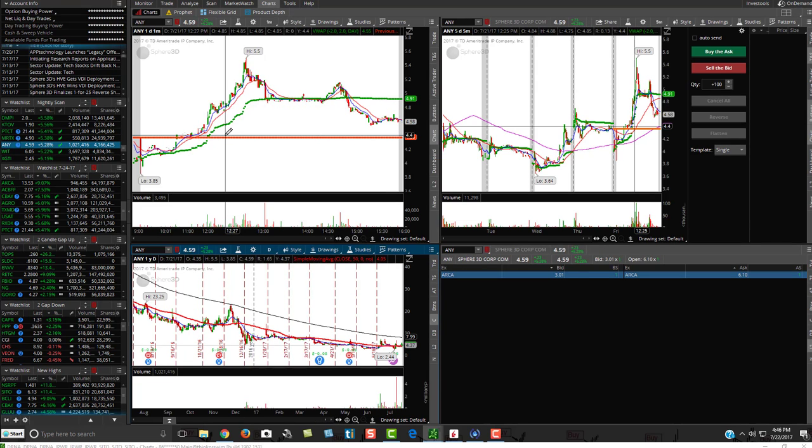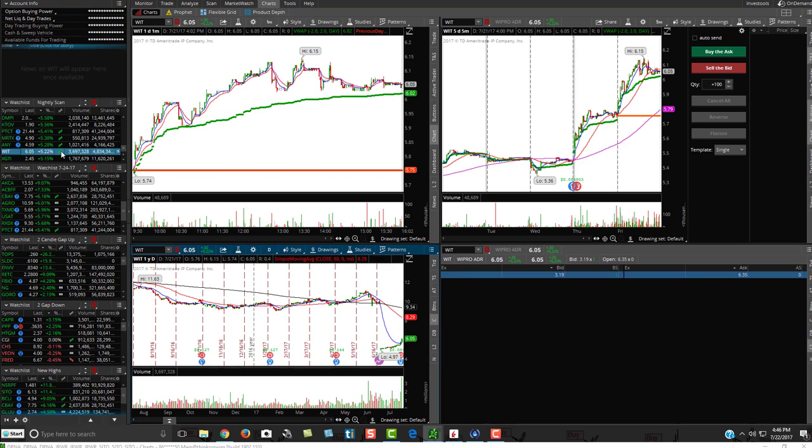ANY, don't really like it. WIT held its highs. Potentially going up to fill this gap up here. There's this gap up, so keep an eye on this one. Might be a slow, high floater, so it might just be a slow mover on up. Keep an eye on this one. Might be a good one to watch.